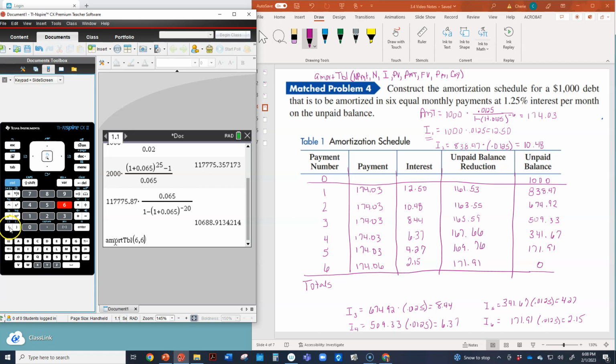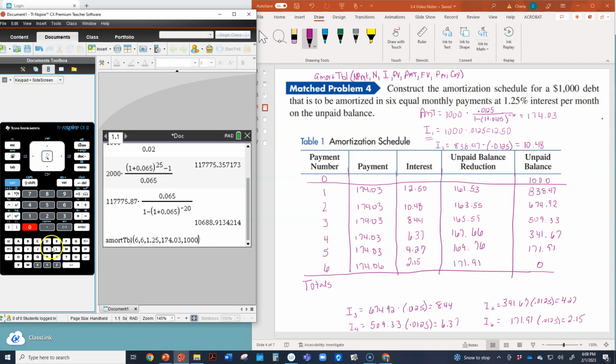Our interest rate is, and I believe you do put it as a decimal, did I? No, you do not. You put it in just like you do on the finance solver. So we're going to put 1.25 in there. And then we're going to do our payment of 174.03. And then we're going to do our present value of $1,000.